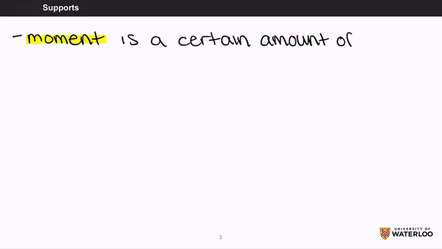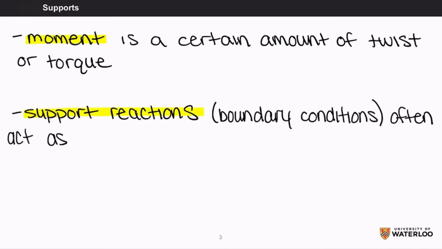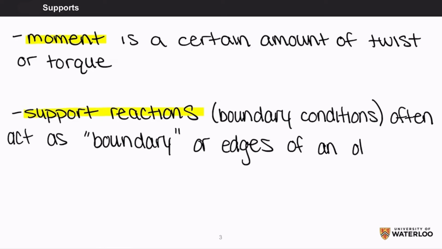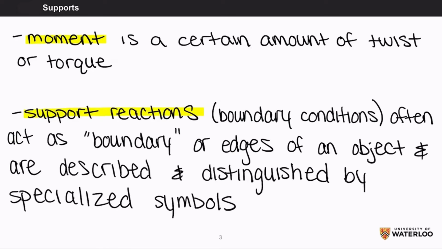This lesson is talking about types of supports. An object can be supported in various ways to prevent moment. If you remember from week 2, moment is a certain amount of twist or torque. Support reactions, also known as boundary conditions, often act at the boundary or edges of an object and are described and distinguished by specialized symbols.